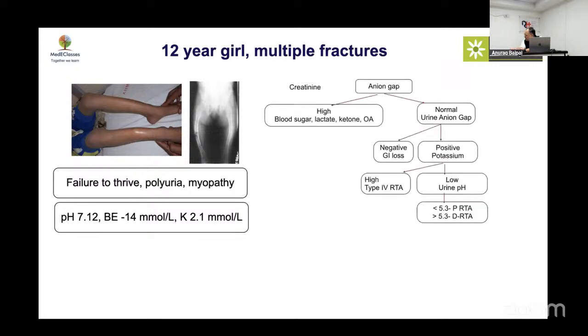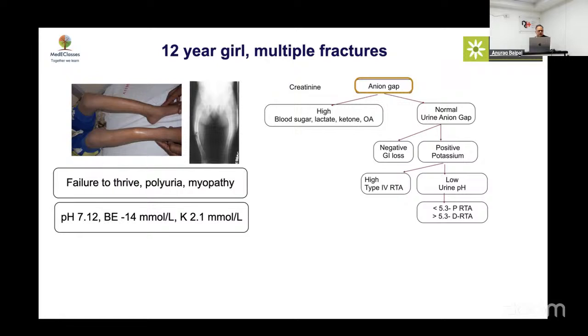Now, the other clue here was the presence of hypokalemia. If you forget about rickets, with acidosis and hypokalemia you only have RTA as a possibility versus a GI loss. If you club it with rickets, RTA becomes important, and there you're talking about distal RTA because you're talking about hypokalemia at presentation.